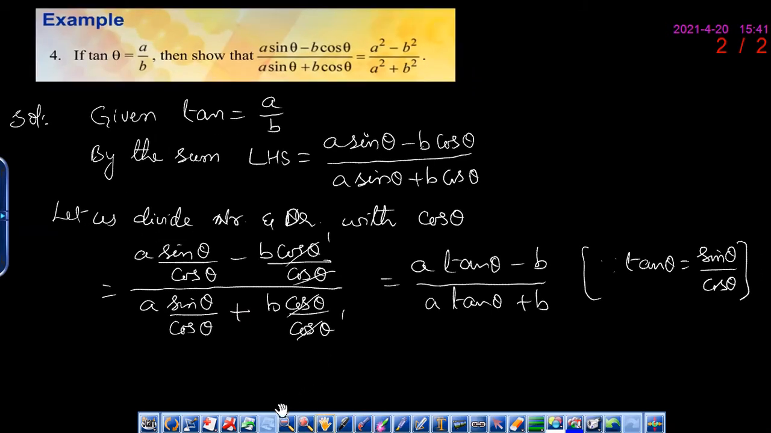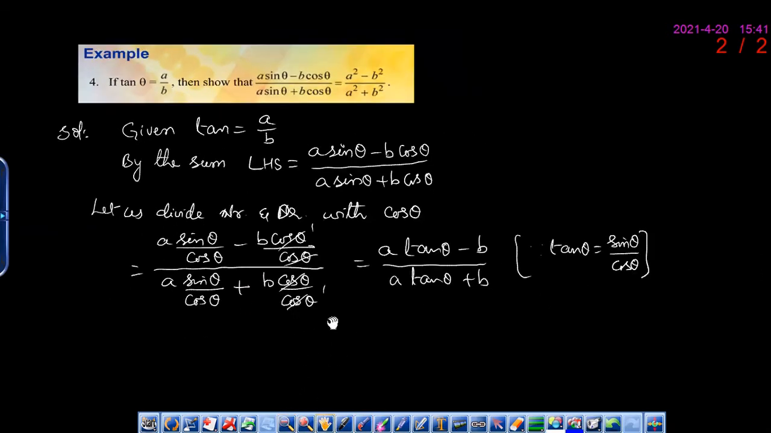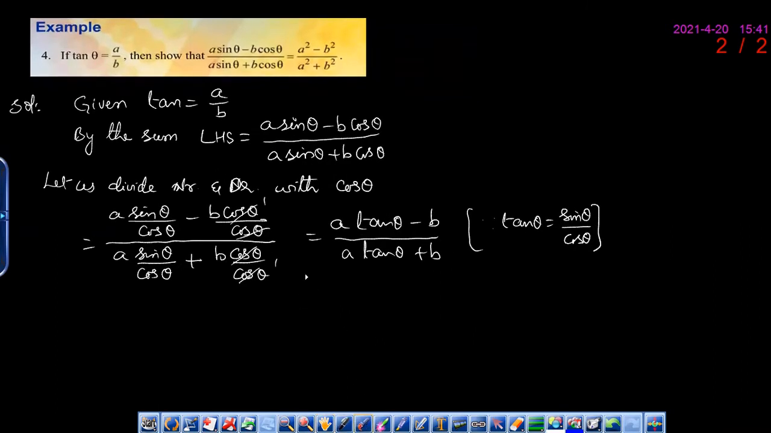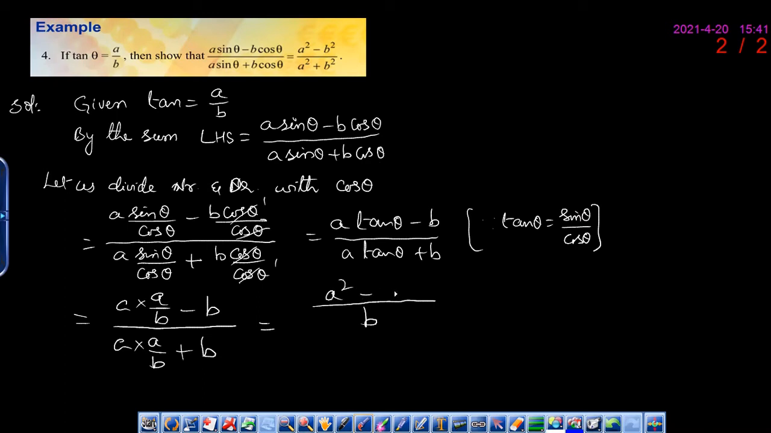Now, what is given in the problem? It is given that tan theta is equal to A upon B. Now substitute tan theta by A upon B: A into A upon B minus B, divided by A into A upon B plus B. So by further taking LCM, we get A square minus B square divided by, you take B here, LCM, we get A square plus B square.